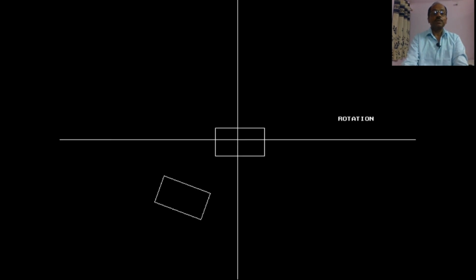The third one is rotation. For rotation we have to input the rotation angle. Let us input something. I have entered 20 degrees. So, you are seeing our object is appearing diagonally at an angle of 20 degrees. So, by inputting the rotation angle, we rotate any object in our graphics packages.